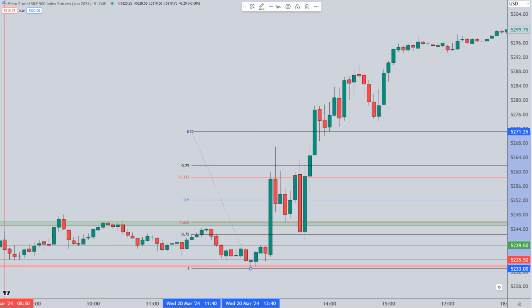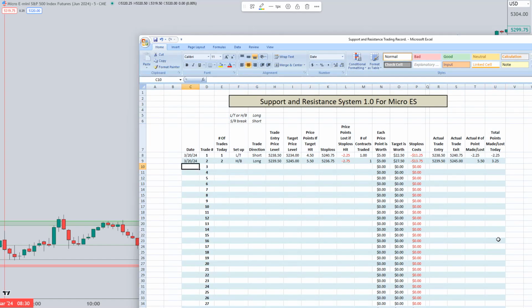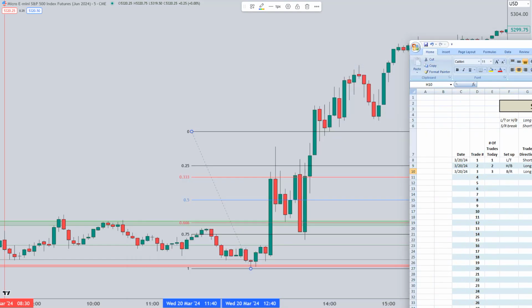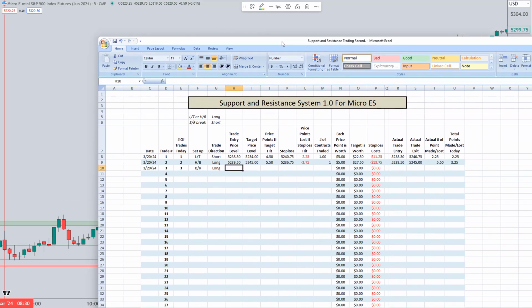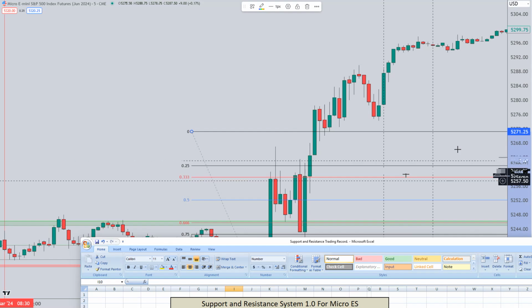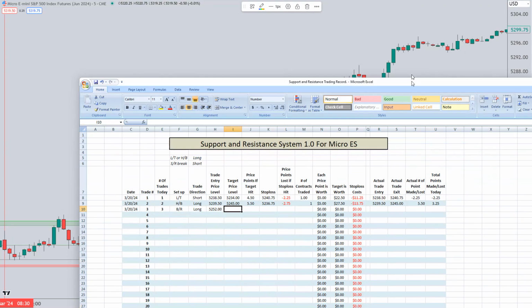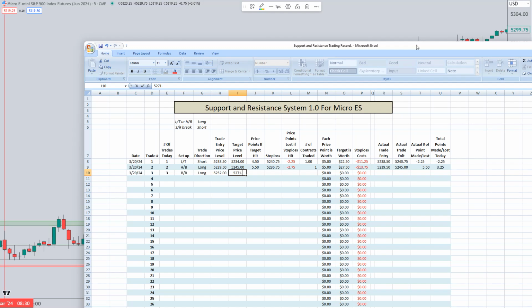So let's look at this trade. This is 3/20/24, trade number 3 of the day. It's a break and retest type. It's long. And our entry point is the close of this candle, which is 52.52. Our target price is way up here at 52.7125. So that would have been a pretty nice trade.